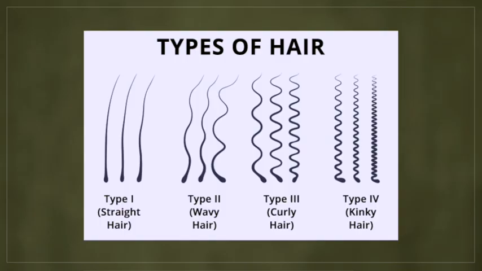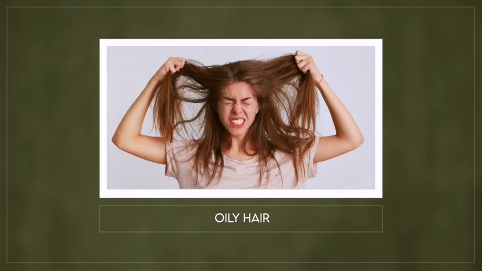Depending upon the number of oil glands present in our scalp, we can divide hair into 4 types. They are oily, dry, normal and combination hair. An oily hair is a hair which has more oil glands, because of which there is an oversecretion of oil.